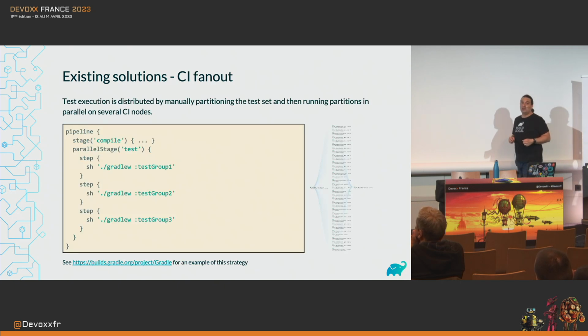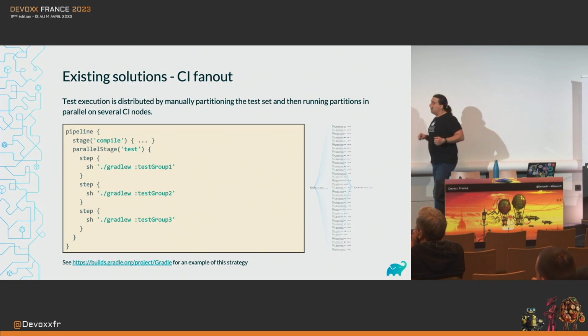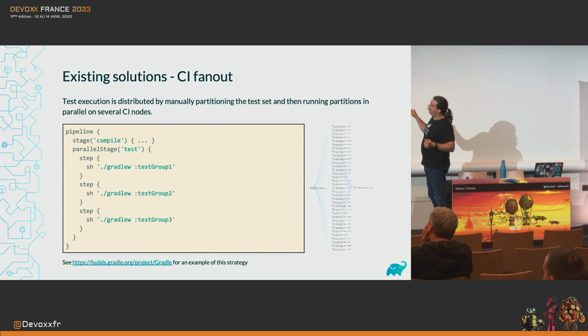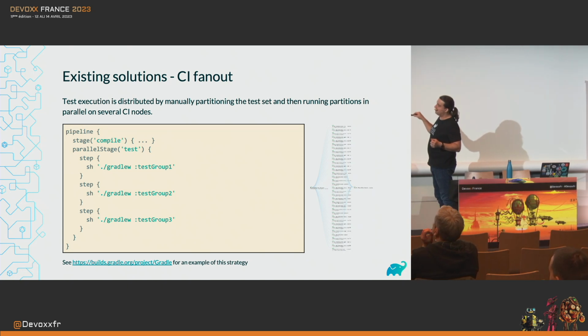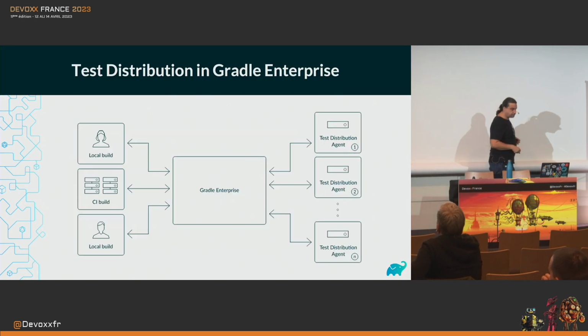CI fan out. This is a popular one. I mean, you can kind of understand why. You build a pattern here where you're manually partitioning sets of tests like this, and then you're creating a parallel pipeline in which those tests are going to execute. Okay, so yeah, we've achieved some parallelism.